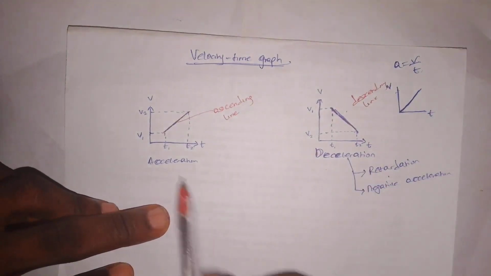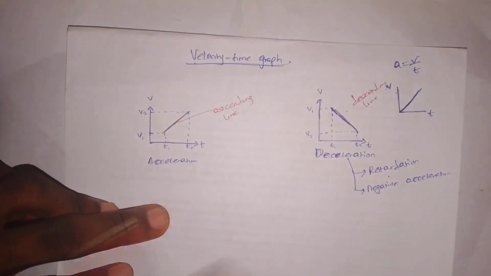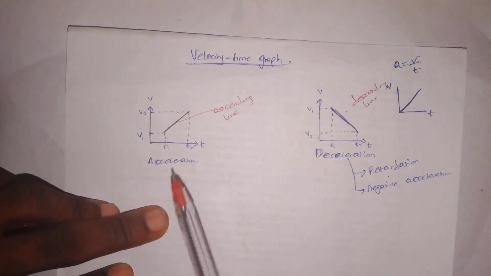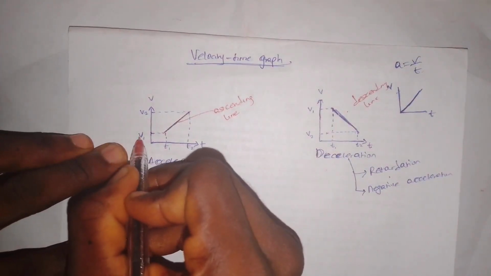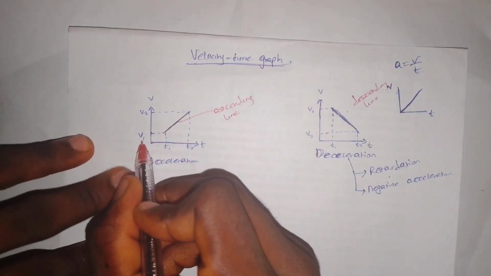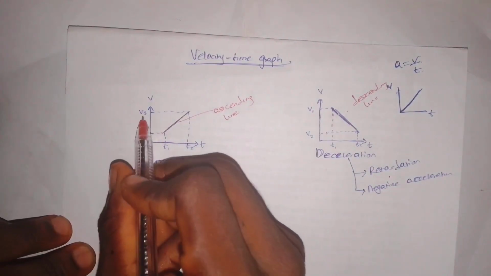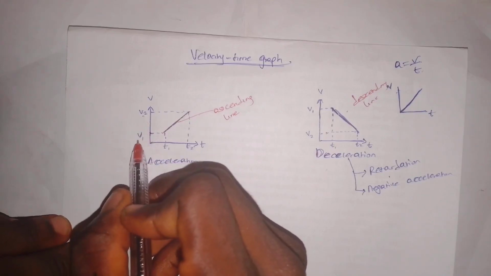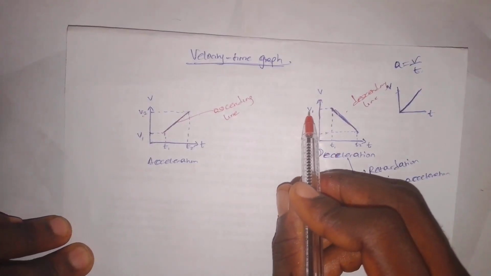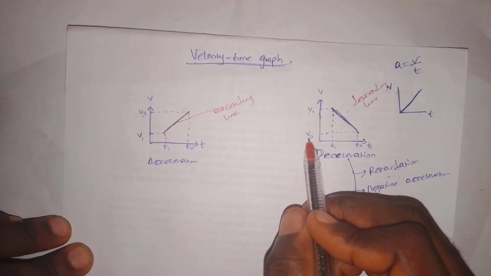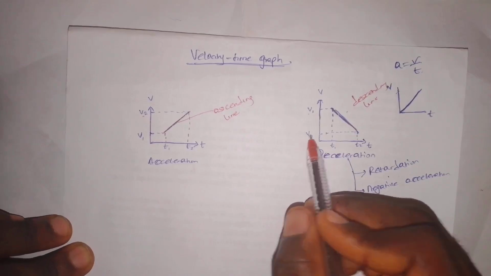Now, in this graph, they are not the same. If you look at it very well, let's say V1 is the initial velocity, while V2 is the final velocity. I can also put U here, they are the same thing. Then, same thing here, V1 is the initial velocity, V2 is the final velocity.